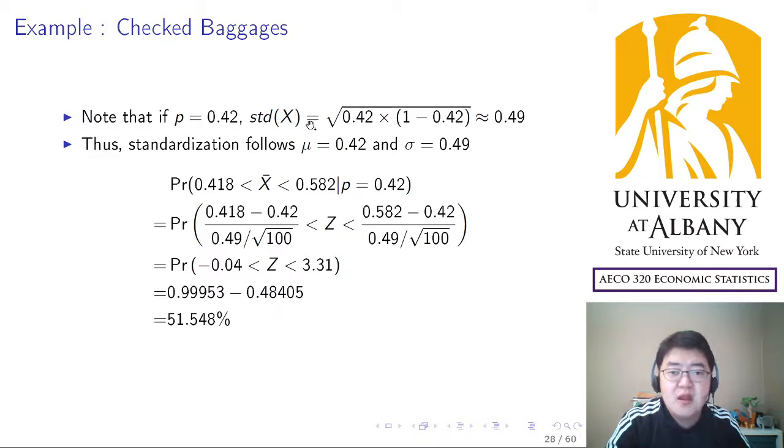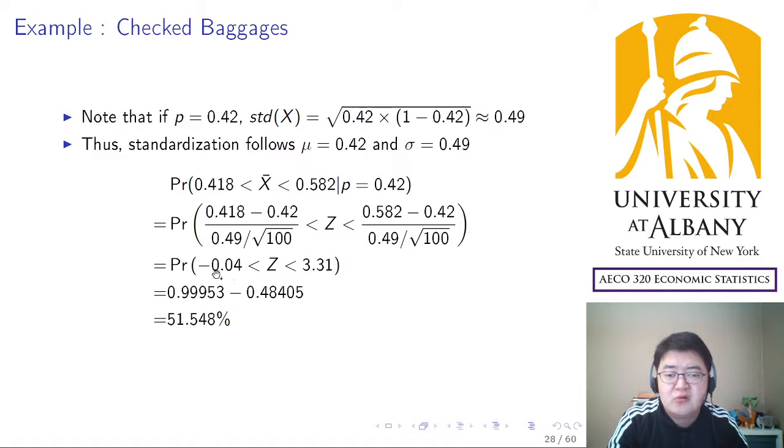So using this standard deviation, you have to standardize x bar, right? So subtract the mean. Mean is also determined by your assumption, and standard deviation is also determined by your assumption. That's the major difference in the binary distribution example. Then from here, it's simple algebra. Calculate this part, minus 0.04, this part 3.31, and if you look up the cumulative probability for this value, you are going to get this one.